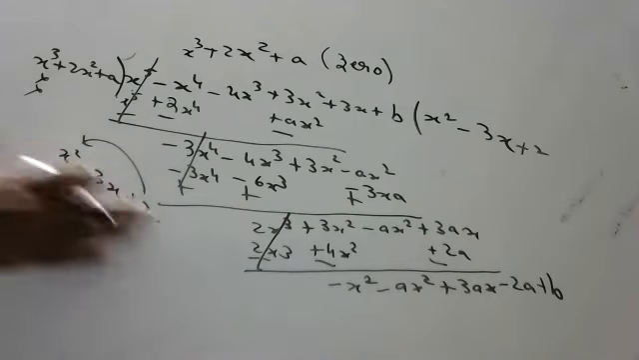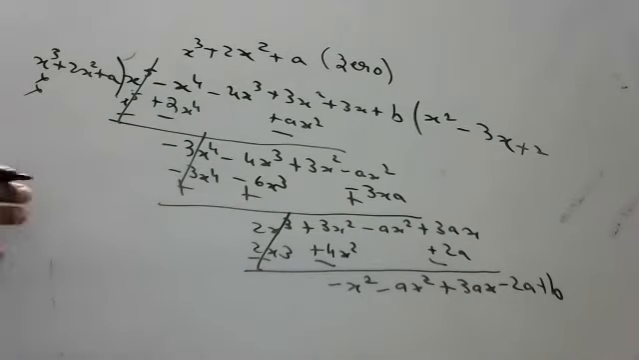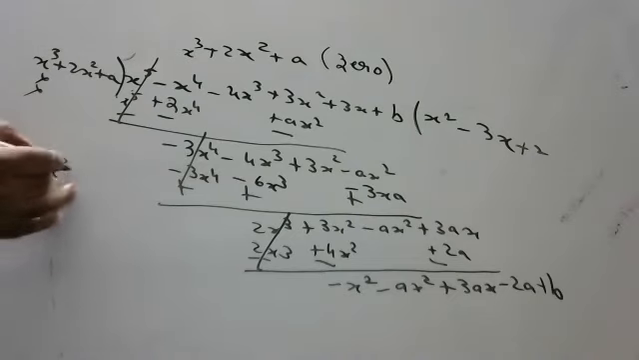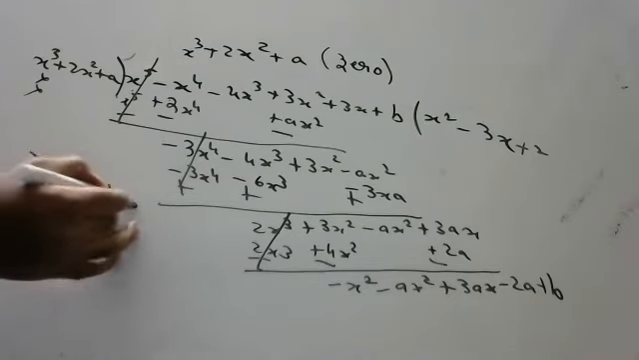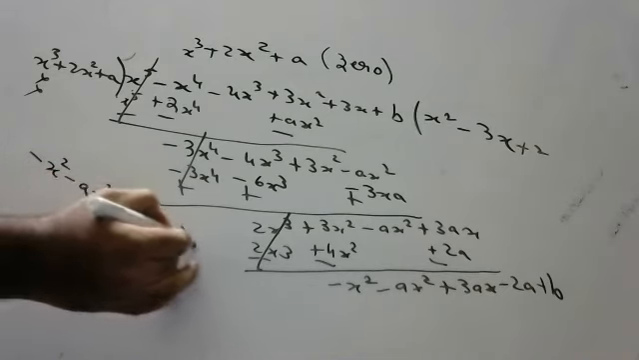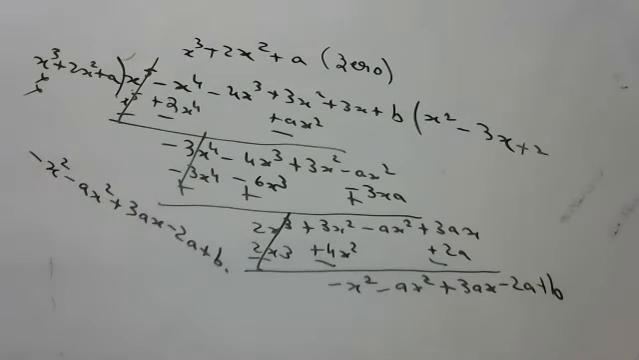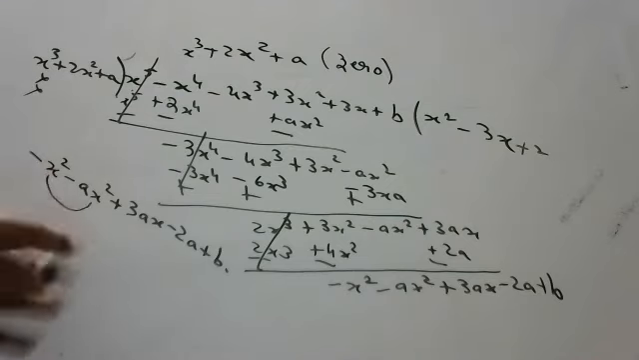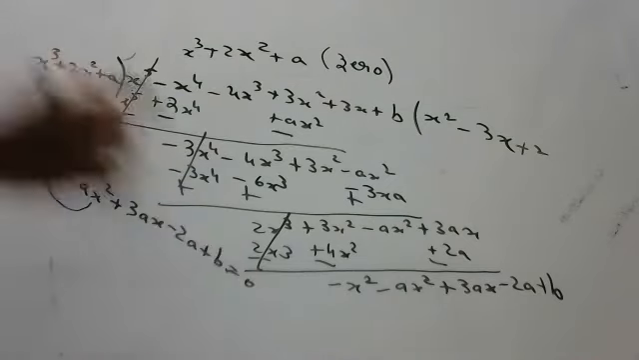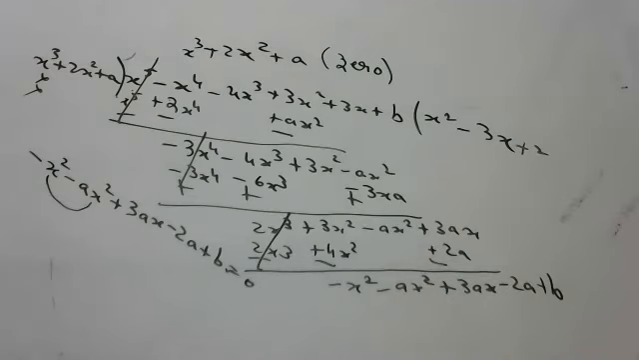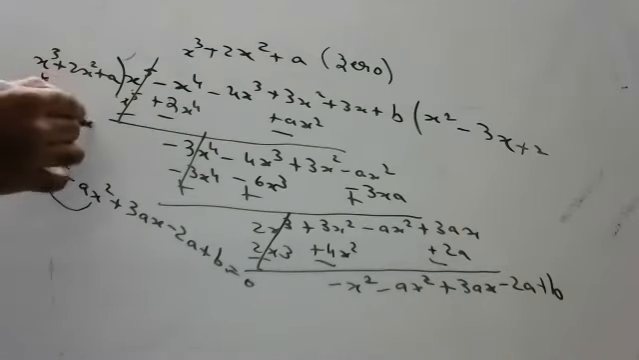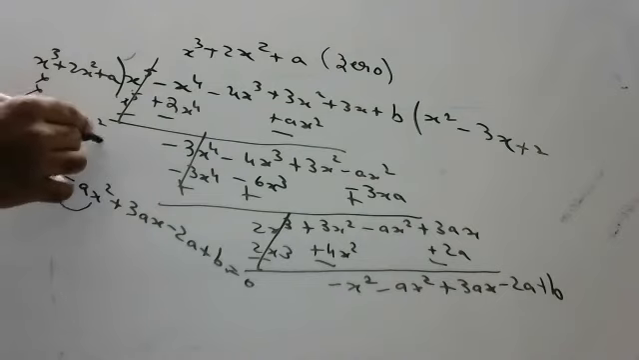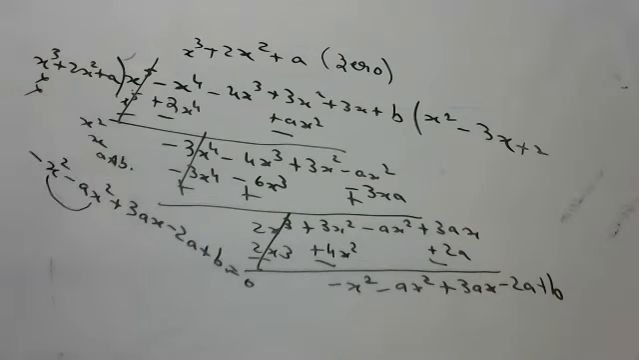So what I will do, just see here, children. At last b is also there. So in this whole expression, what is the remainder? Minus x square minus ax square plus 3ax minus 2a plus b. Okay, so what I will do, children, all the x square terms I will compare with 0. Why 0? Because they should become factors. Once x square terms I will compare with 0, then the x terms, then the constants, I will compare with 0.